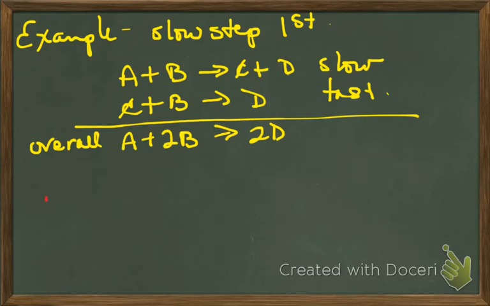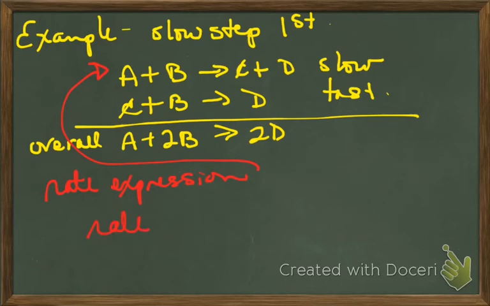But the rate equation, or the rate expression, is taken. We're just going to look at this first step, the slow step. Then the rate is going to be equal to the rate constant times the concentration of A to the first power and B to the first power. Okay, and these ones come from the coefficients here.